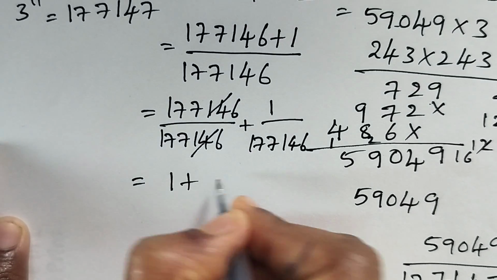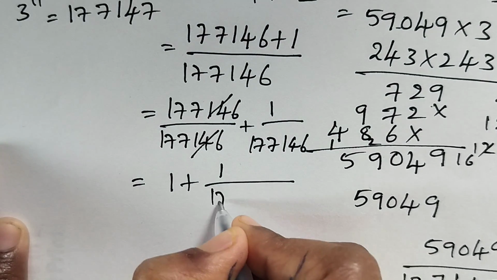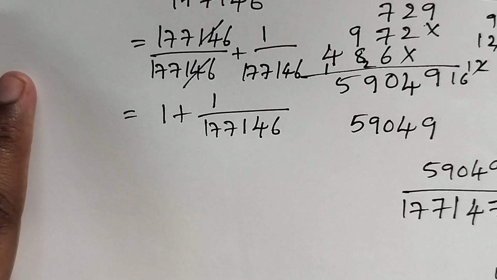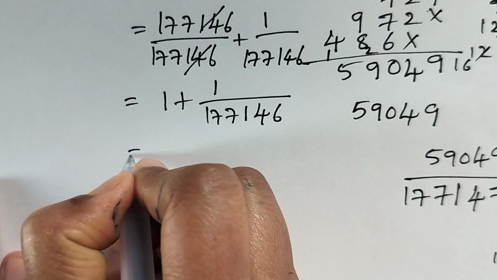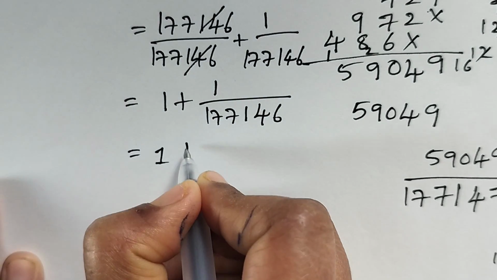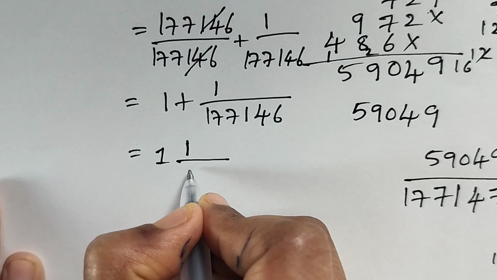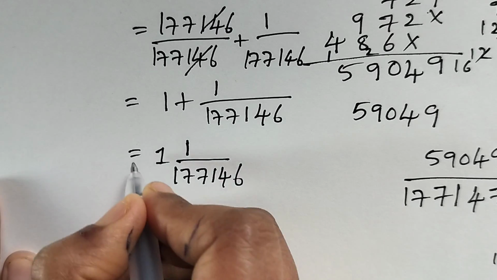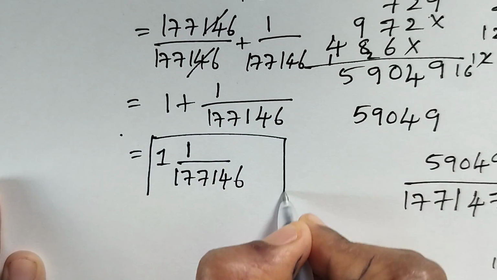Now we get 1 plus 1 by 177,146. So now here we got this term, right? We can also write this term as a fraction, 1 plus 1 over 177,146. So this is the final answer.